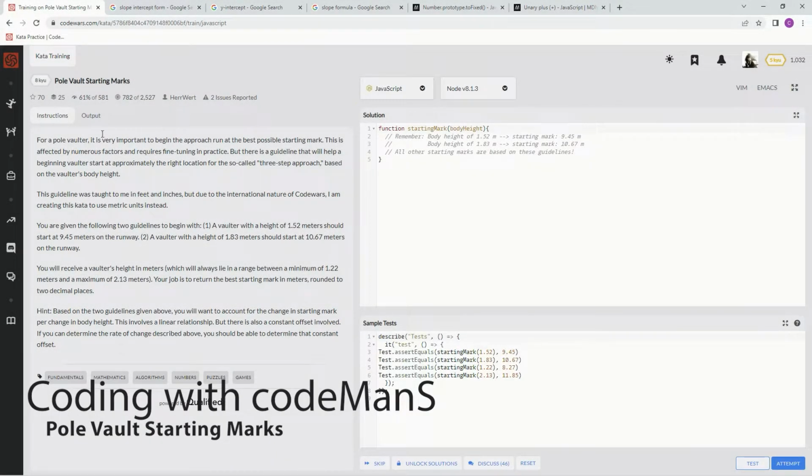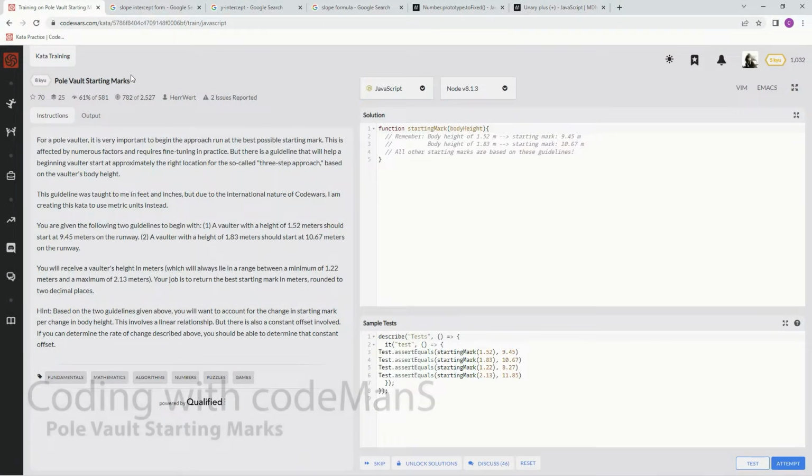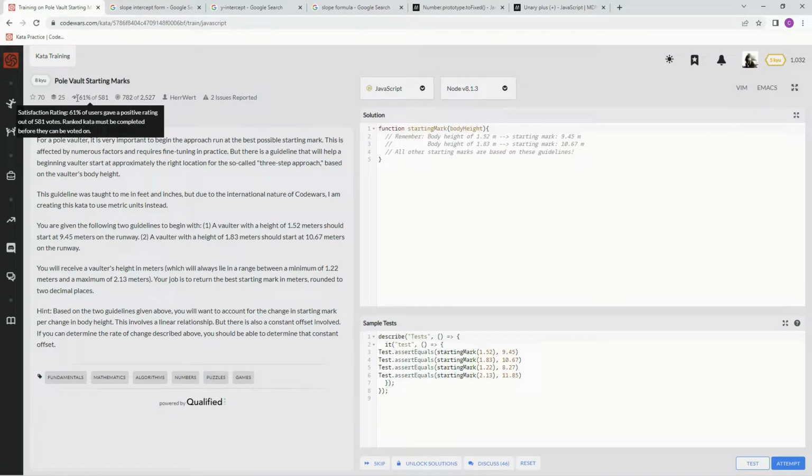All right, now we're doing 8 kyu Pole Vault Starting Marks. This is by Hare West. 61% of the people like it. This is a lot, and I don't think people like me reading. I don't think you guys like me reading to you.